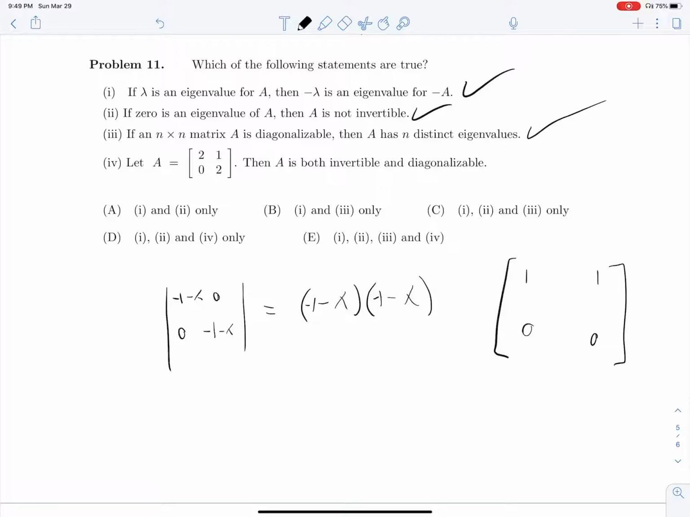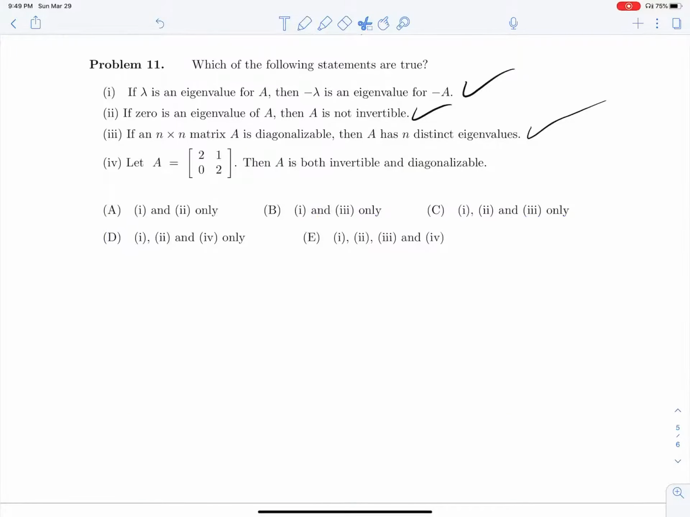Okay, option 4, let A equal 2, 0, 1, 2. Is it invertible and diagonalizable? Well, it's obviously invertible because its determinant is 4, but is it diagonalizable? So if it's diagonalizable, we want it to have n eigenvectors. There we go. So let's solve for that.